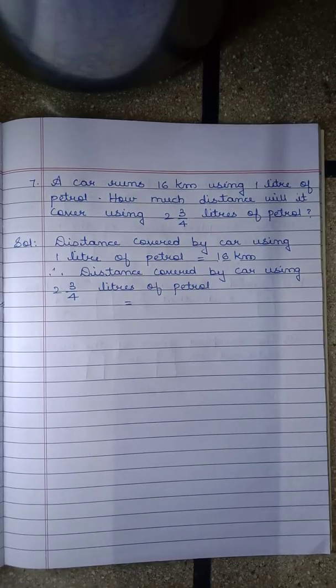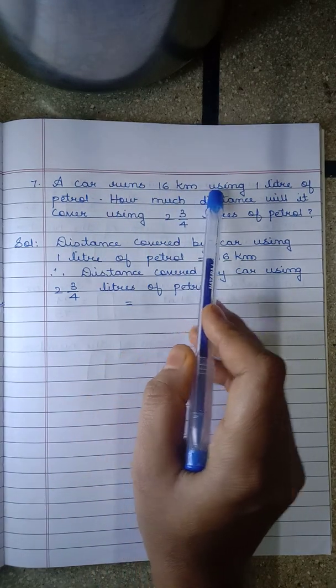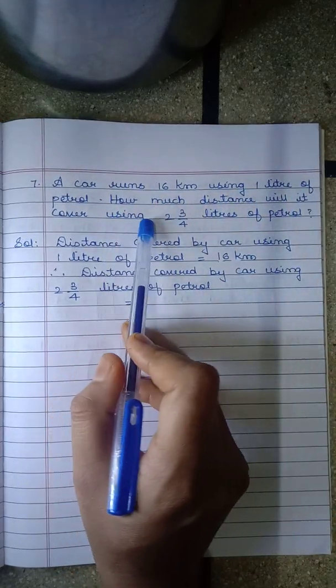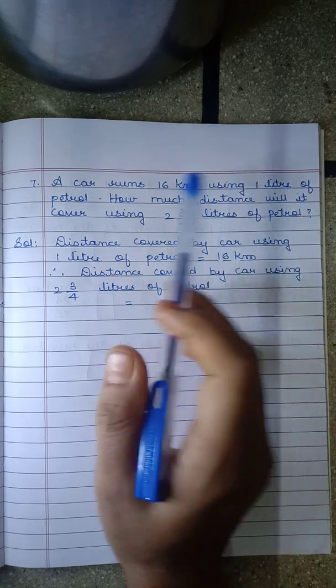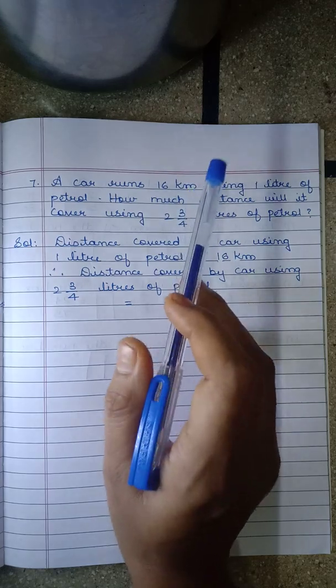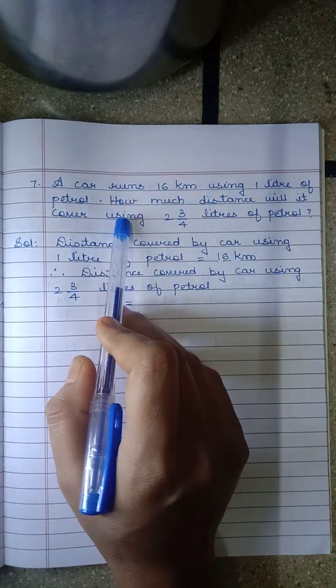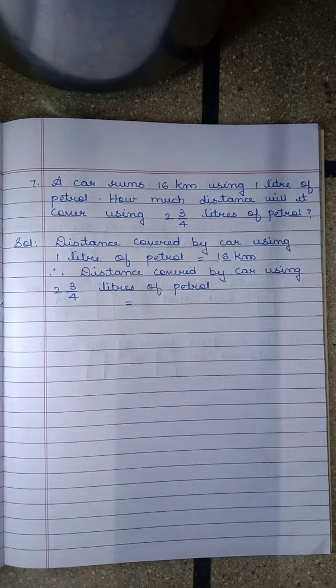Now let's come to the 7th question. A car runs 16 km using 1 liter of petrol. How much distance will it cover using 2 integer 3 by 4 liters of petrol? A car will run 16 kilometer in 1 liter of petrol. So how much distance will it cover using 2 integer 3 by 4 liters of petrol, you have to find.